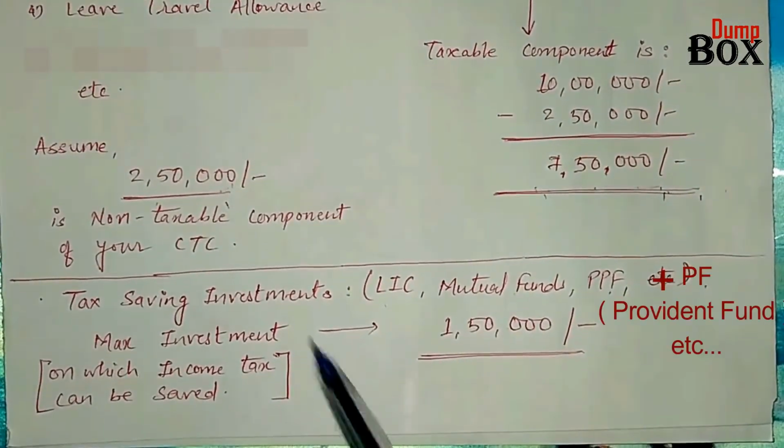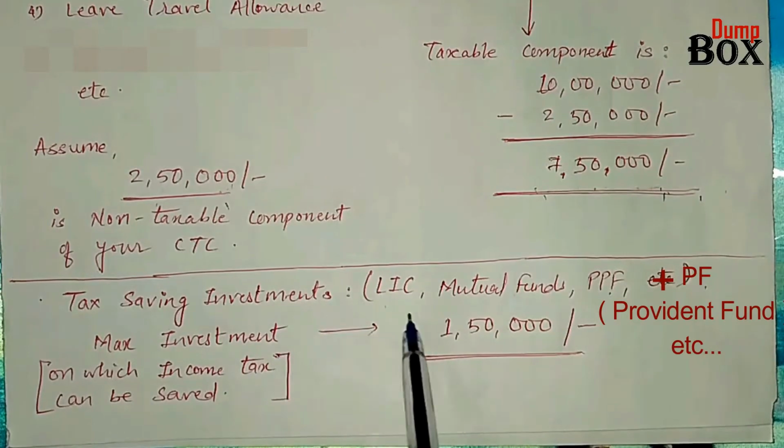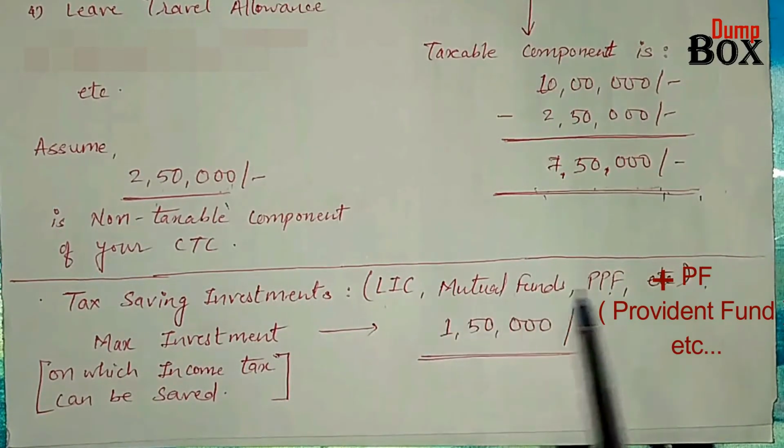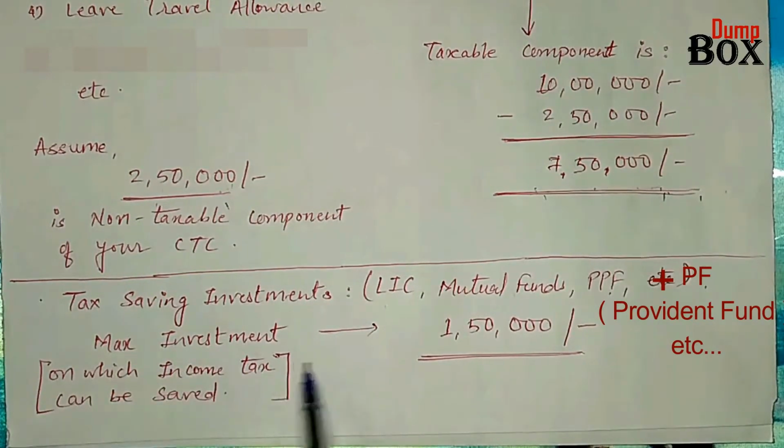to save tax, there are some investments which are available like LIC, mutual funds, PPF, which can be used to save tax. Maximum limit given by the government is 1.5 lakh. That is, you will get tax benefit on investment up to 1.5 lakh only. If you invest more than 1.5 lakh, then also you will get tax benefit up to 1.5 lakh only.